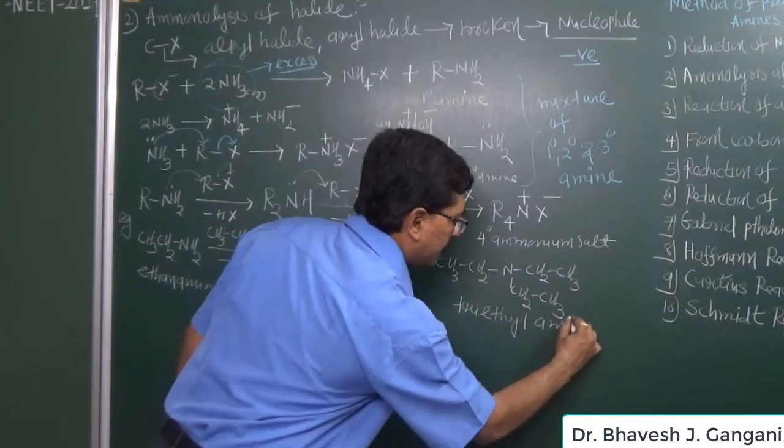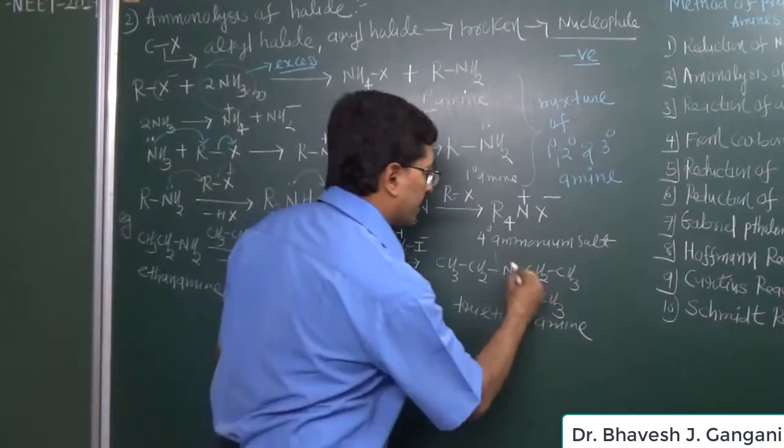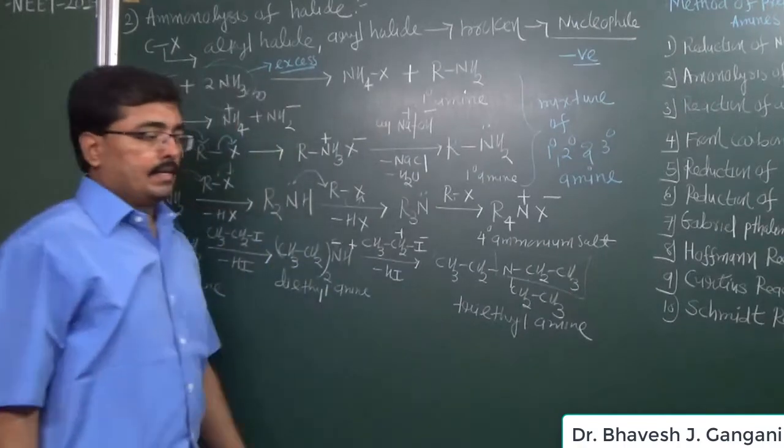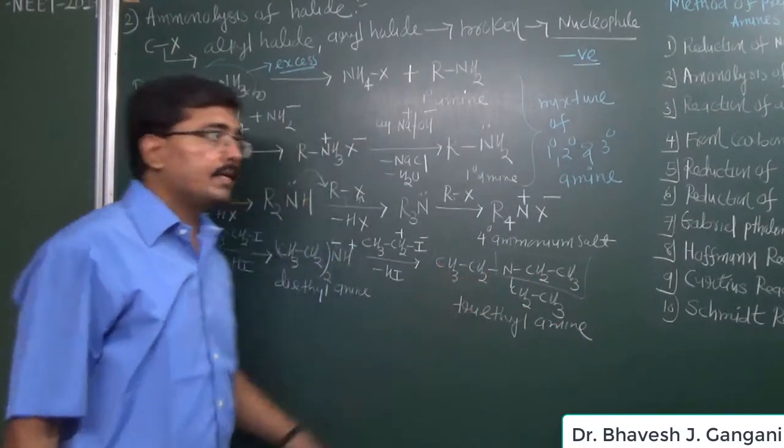We can give its IUPAC name as N,N-diethyl ethanamine. One part is considered as ethanamine, and the remaining two parts are N,N-diethyl.